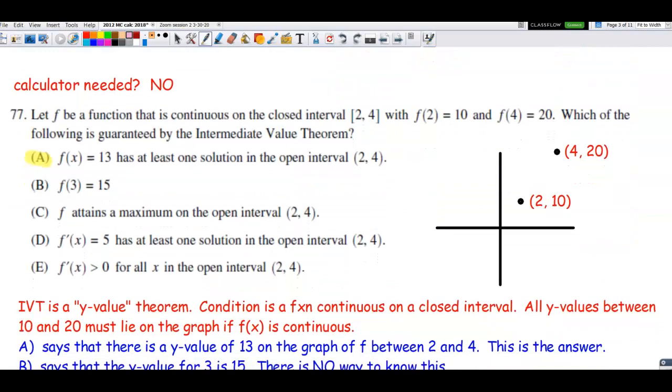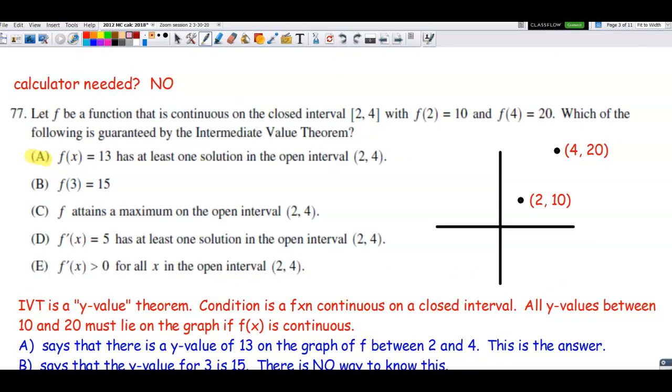In number 77, we will not need a calculator for this question. f is a function that is continuous on the closed interval, so we're already suspicious of a theorem. f of 2 and f of 10 are given, so we have a y value of 10 and a y value of 20. Which of the following is guaranteed? They are invoking the intermediate value theorem. This is a y value theorem that says if our endpoints have y values from 10 to 20, then every number between 10 and 20 will be included.